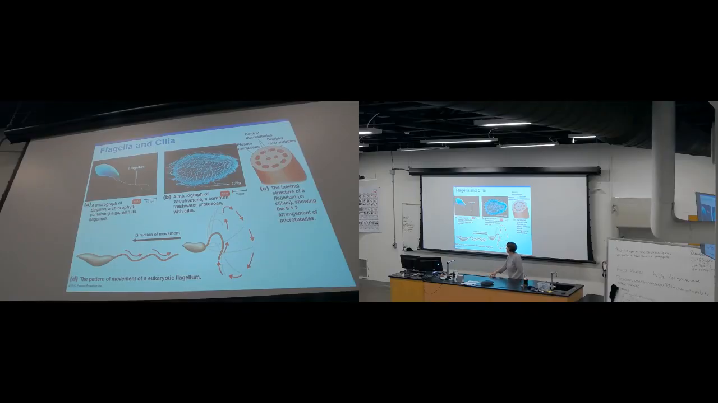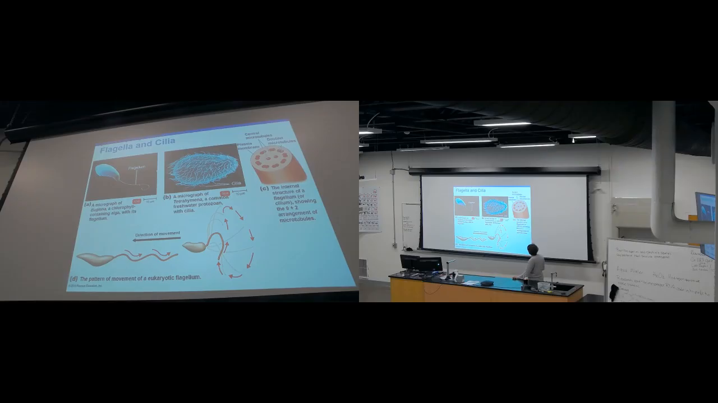So, flagella and cilia. In this case, you have Euglena, which is a chlorophyll-containing algae, and it has a flagellum. Now here you have a freshwater protozoan called Tetrahymena, and it has cilia everywhere.